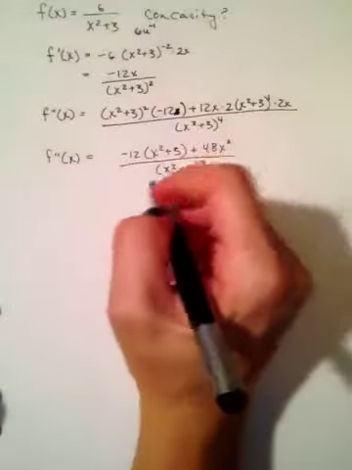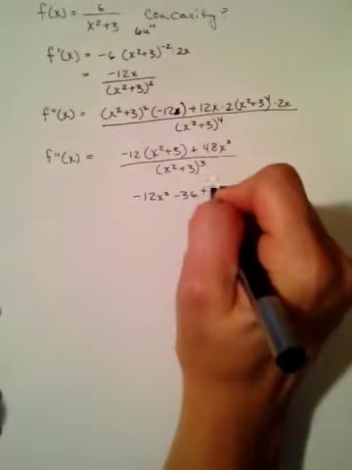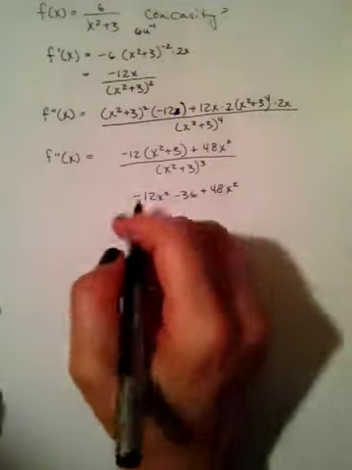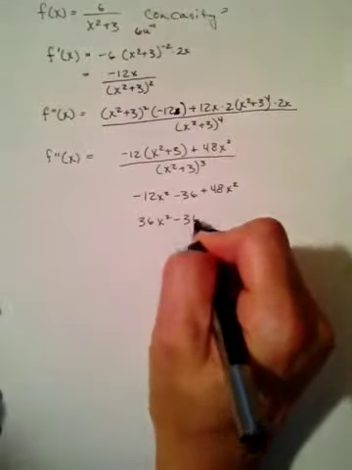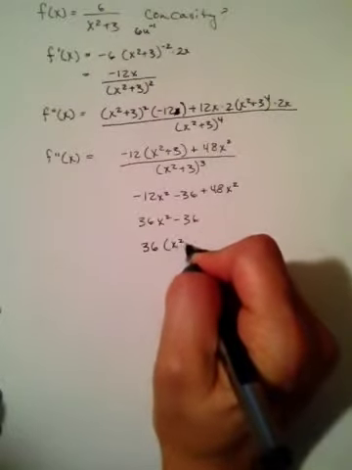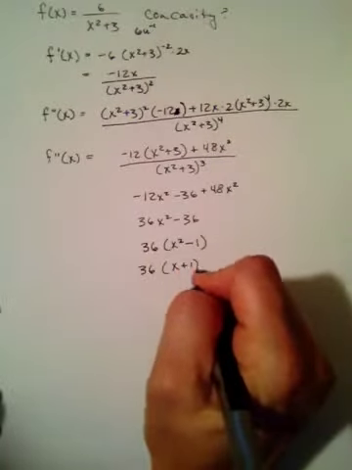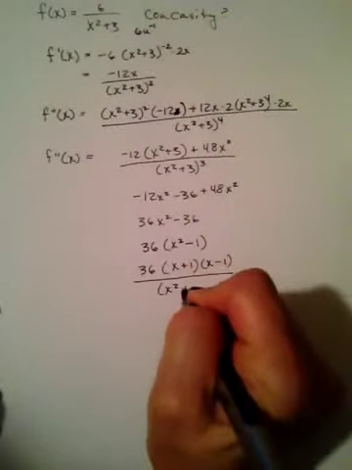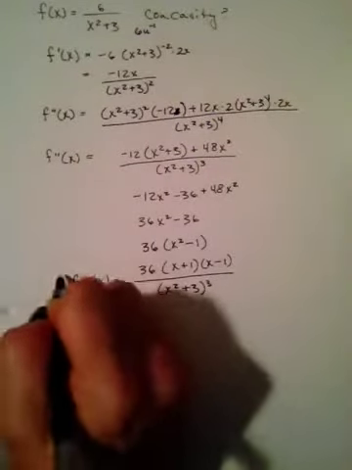So if I work to simplify my numerator, this would be a negative 12x squared minus 36 plus 48x squared. So combining like terms, I have a 36x squared minus 36 in my numerator. I can factor that out. It's a 36 times x squared minus 1, or 36 times x plus 1, x minus 1, over my x squared plus 3 to the third. And this is my second derivative with respect to x factored.